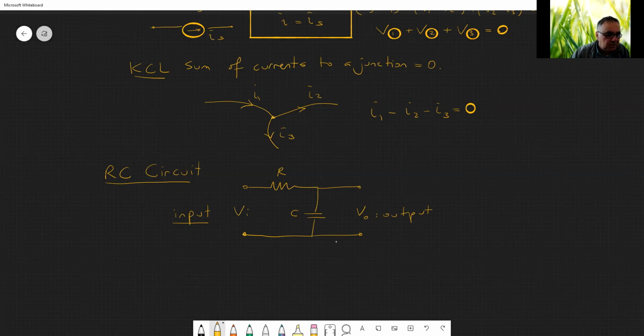We would like to obtain the relationship between the input voltage and the output voltage. And also there is a current that goes through this circuit. We call it I. Now, KVL says that the voltage supplied is equal to the voltage dropped. So it says that VI is equal to VR plus the voltage across the capacitor.